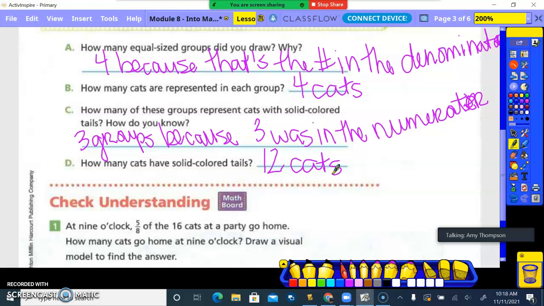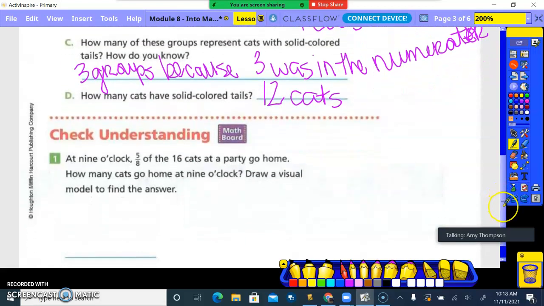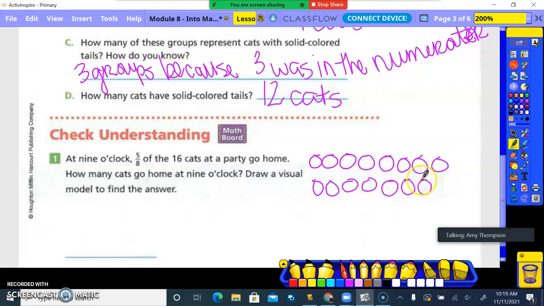Okay, so once again, does our denominator match up to our total number? No, right? Okay, so 8 is not the same as 16, right? But we know that 8 goes into 16 how many times? 2 times. So that tells us we're going to need 2 rows, okay, guys? So if I take 16 divided by 2, what do I get? 8. So I'm going to have 8 in each row. So I'm going to draw 8 circles. I'm going to do 2 rows of them because I have to get 16, correct?